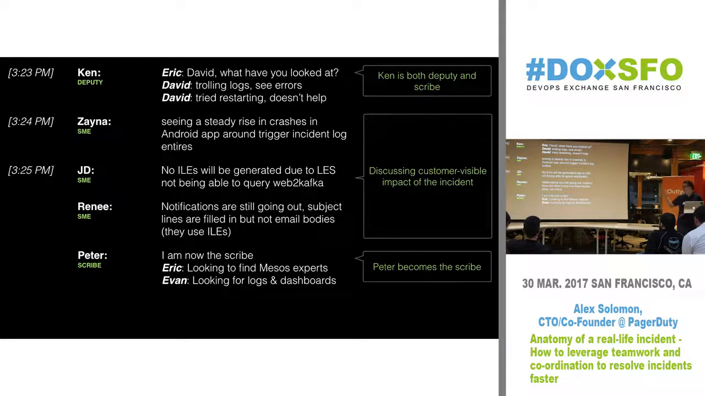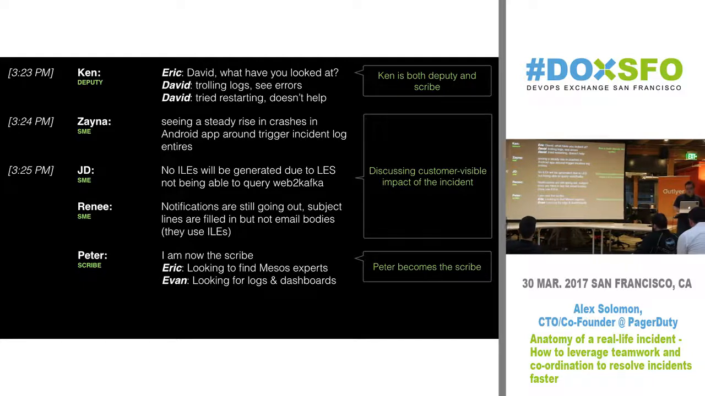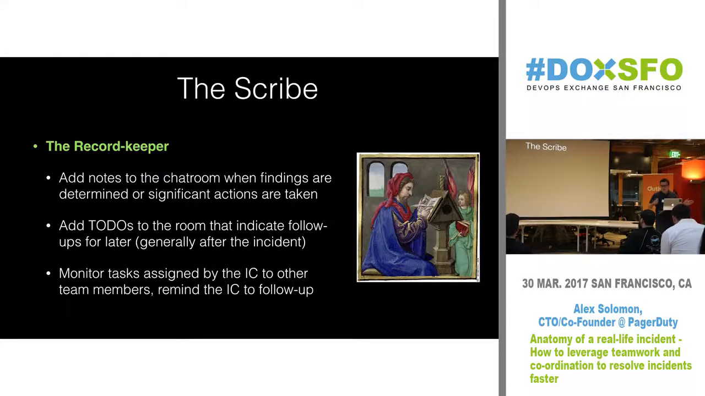Peter, at this point, volunteered to be the scribe because Ken was doing double duty, and then basically started putting commentary into the timeline. So like I said, Ken started as both the deputy and the scribe. There's a lot of discussion around what's the customer impact in the middle there, and then Peter takes over as scribe. So now let's jump into what is the scribe.